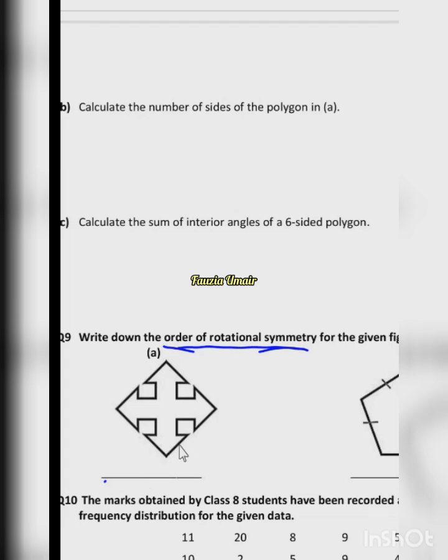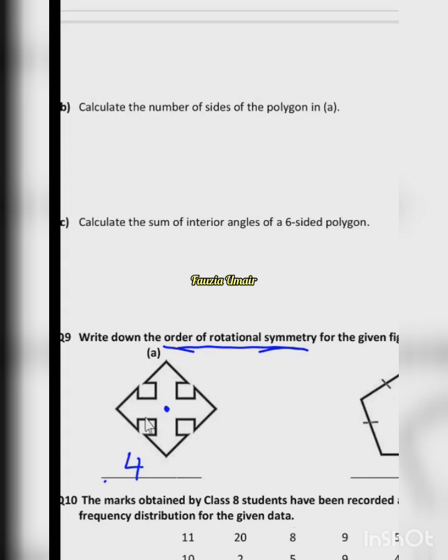So now, can anyone tell me what would be the rotational symmetry of this figure A? 4. Who said 4? Amna, I can recognize the voice, but who said it first? Maroj said. All right, that's good. So if I have to mark the center of rotation, this is your center.